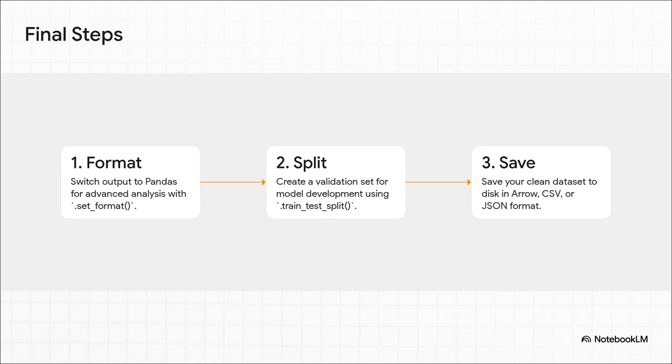Need to create a validation set for your model? The .train_test_split function handles that for you in a single line. And when you're all done, you can save your pristine dataset to disk in the super efficient Arrow format, or of course in classic CSV or JSON.